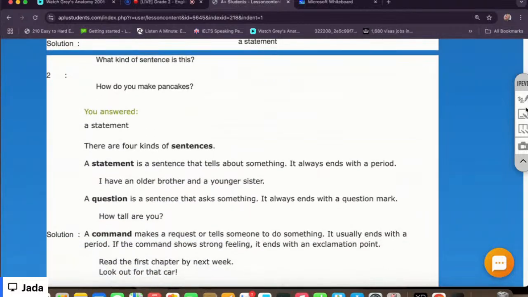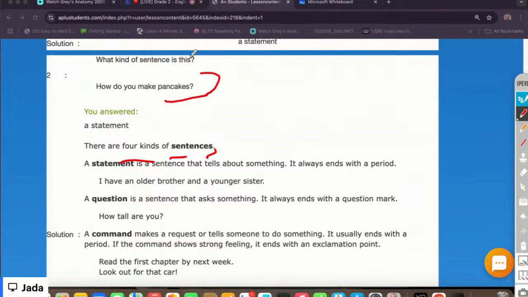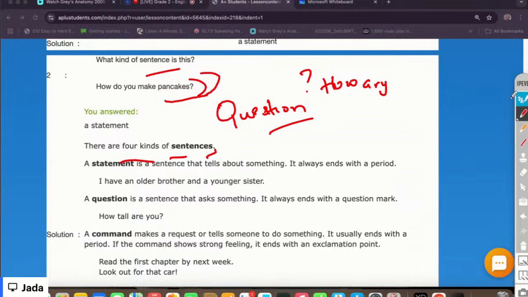And we have over here, how do you make pancakes? This is a question because it's asking how can we make pancakes? Obviously, this is a question. And it ends with a question mark. So you have to remember questions always end with a question mark, like how are you? So we say how are you with a question mark. What is your name? Question mark also. So all these are questions.